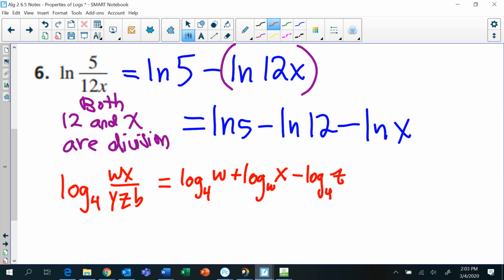You just distribute the log to all of them. Kind of, but we need to know if it's positive or negative. You put the log negative if it's in the denominator? Yep. And you know negative and subtraction mean the same thing.